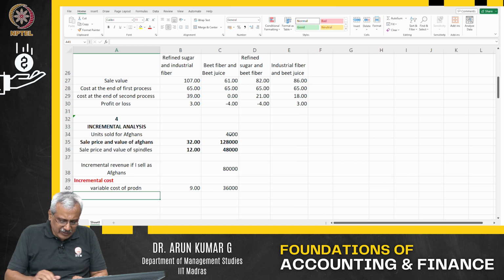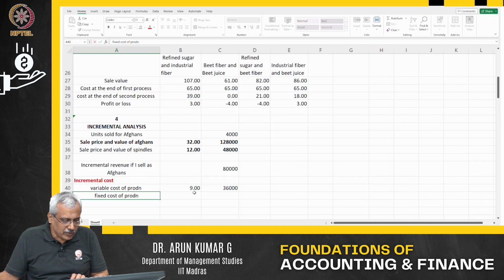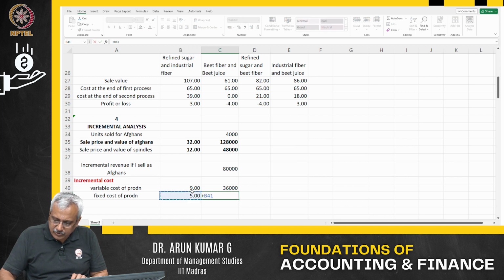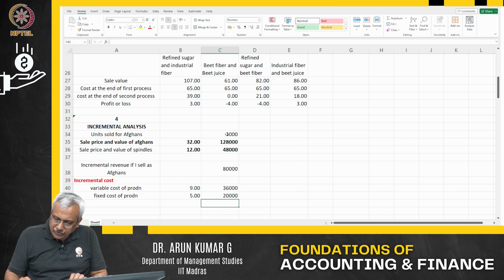My incremental fixed cost of production in this particular case is about $5. This is going to be the incremental fixed cost. So, what is going to be my incremental profit?